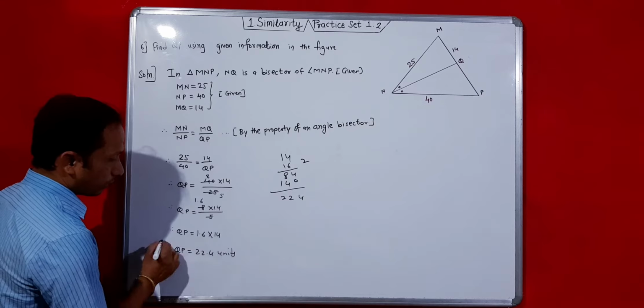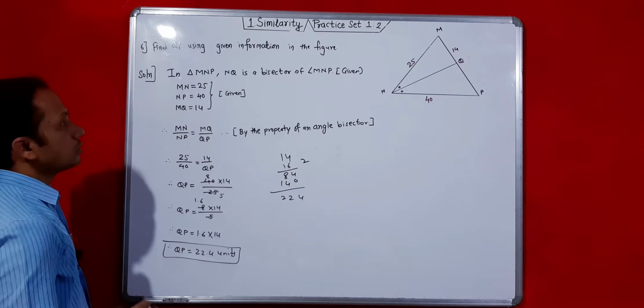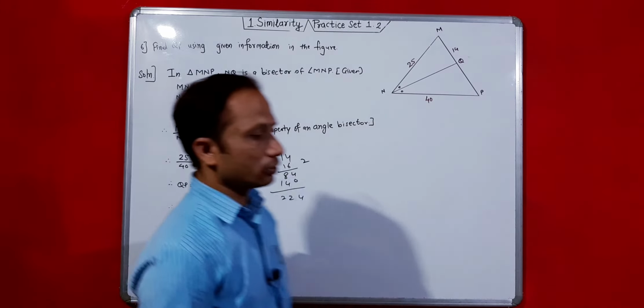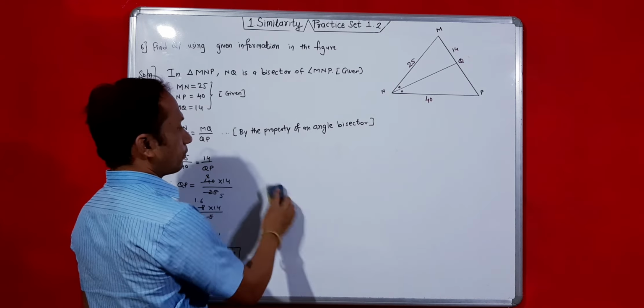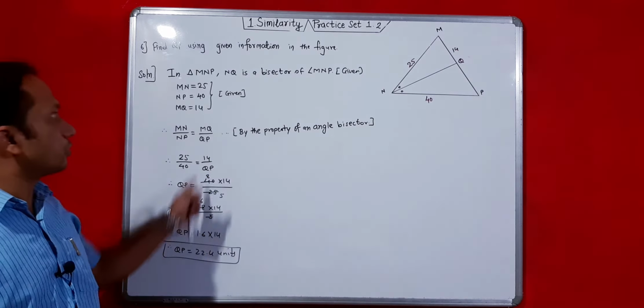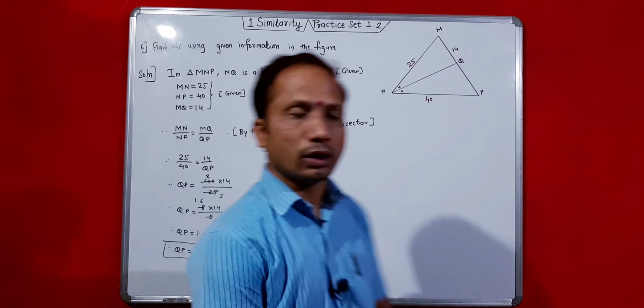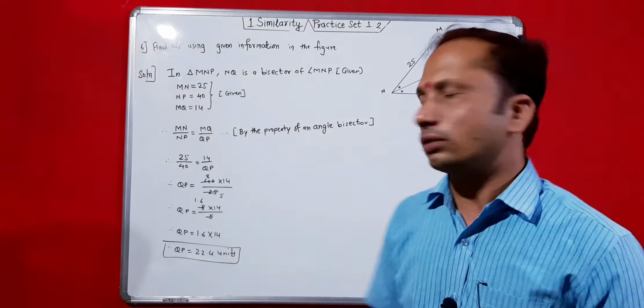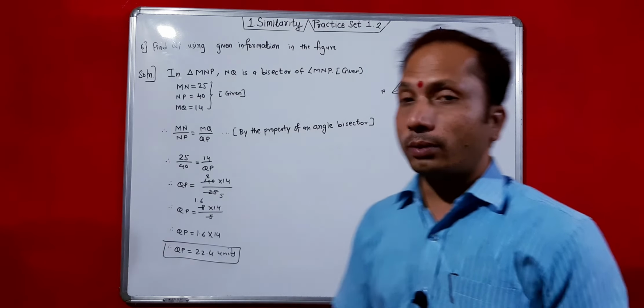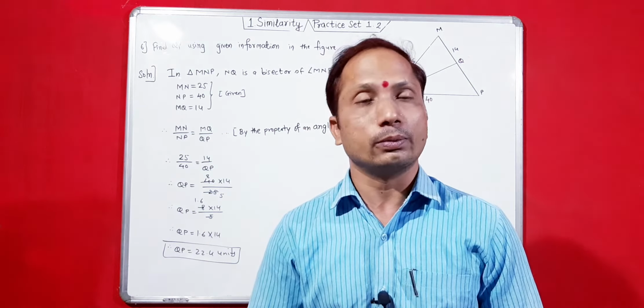By the calculation, this is the solution for your question number 6. So this is the final solution. Use the angle bisector property, and it is very easy. By using all these things you will easily get the solutions. Problem number 6 we have completed. Now we are going to solve problem number 7.